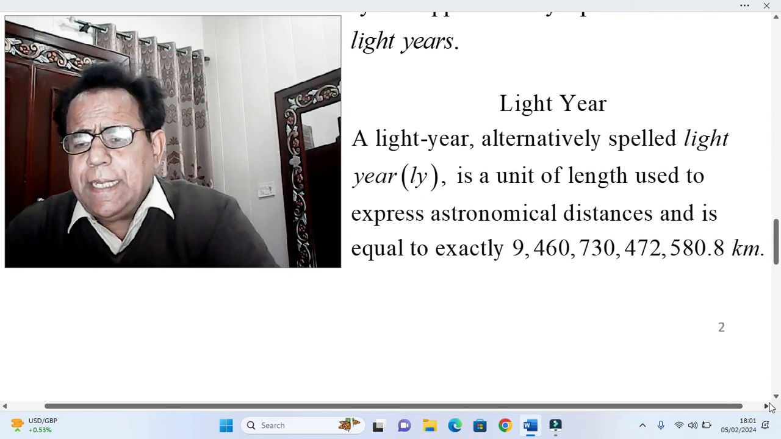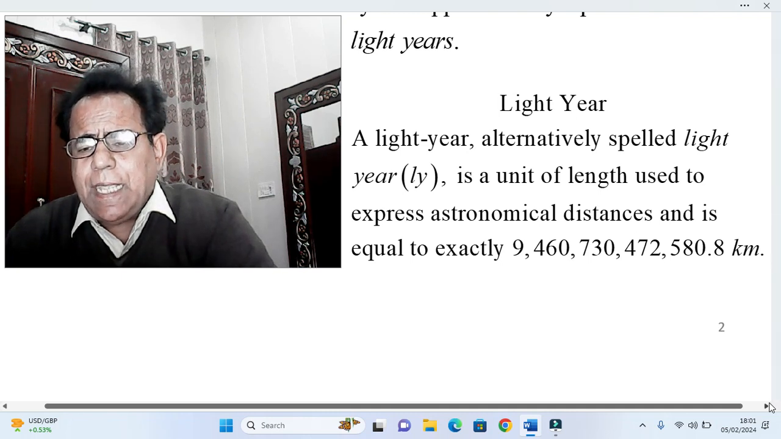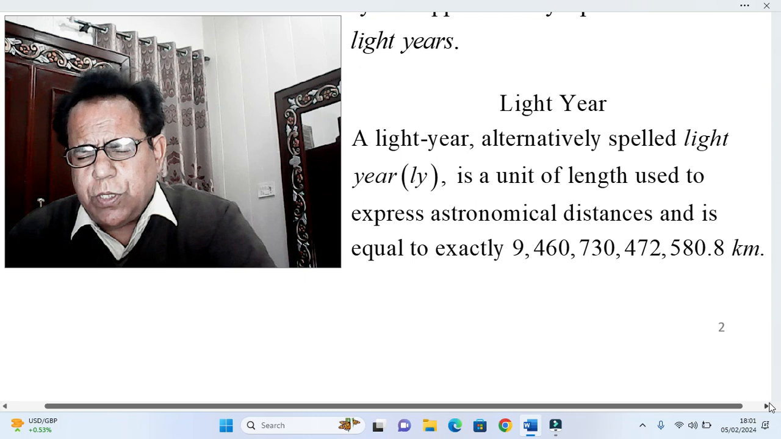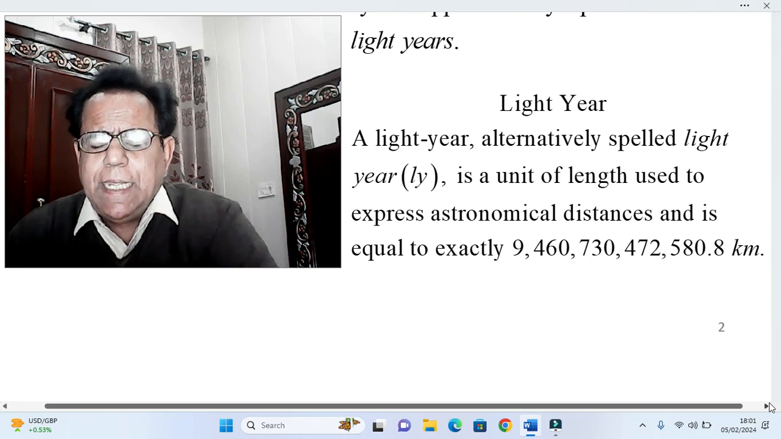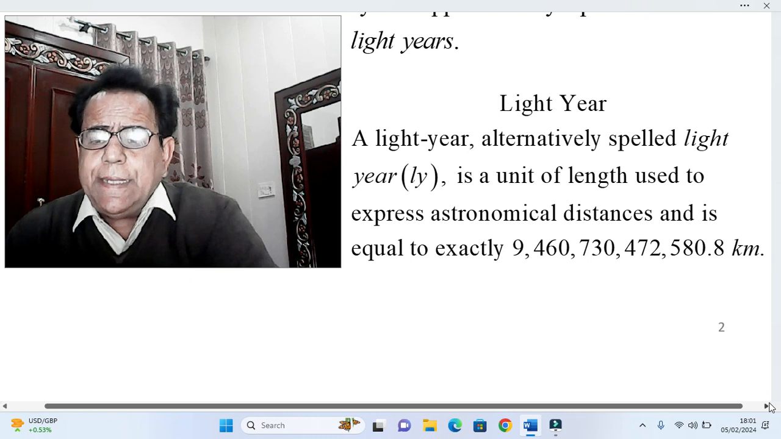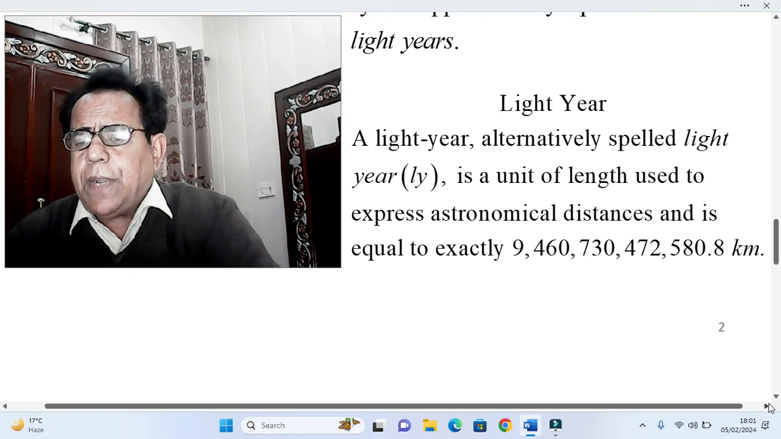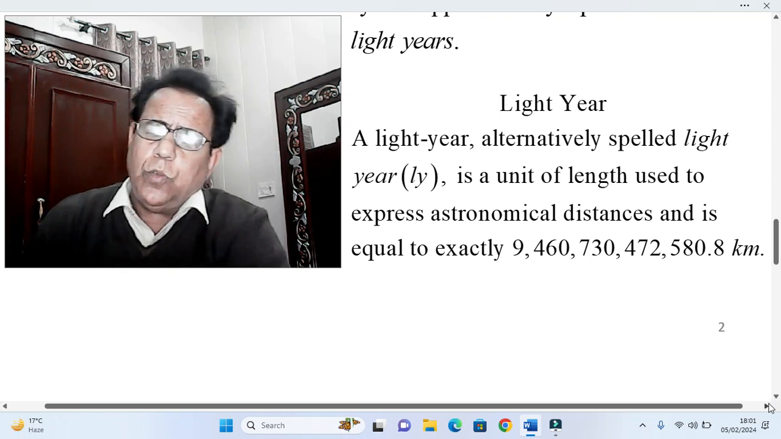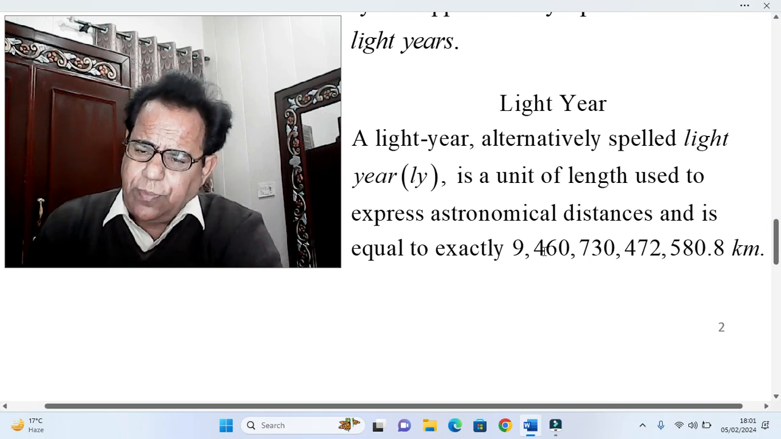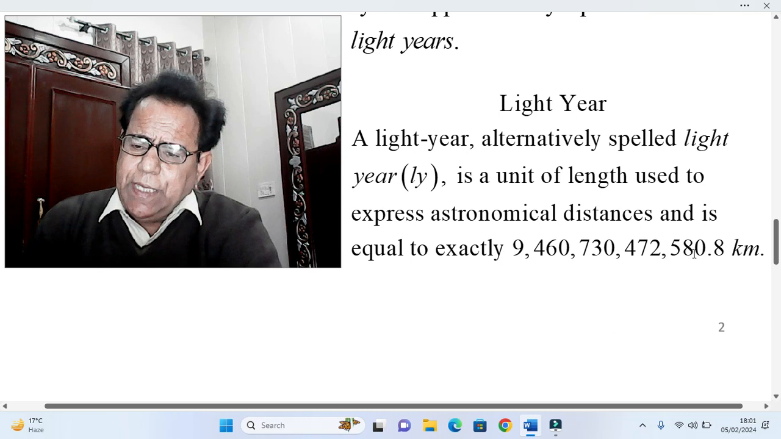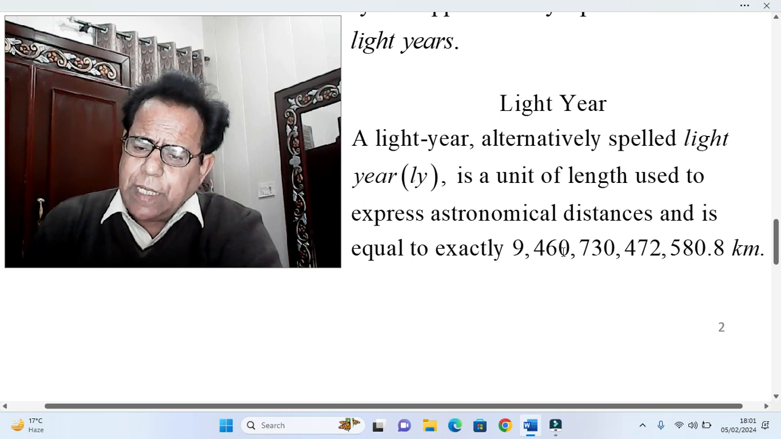A light year, alternatively spelled light-year, ly, and sometimes we also denote it by cy, that c for light and y for year. A light year is a unit of length used to express astronomical distances and is equal to exactly 9460730472580.8 kilometer. Okay, so here once again we explain how this number comes.